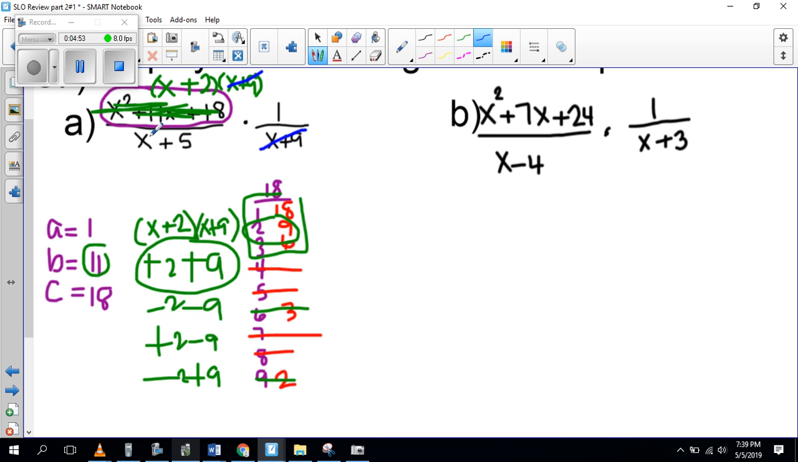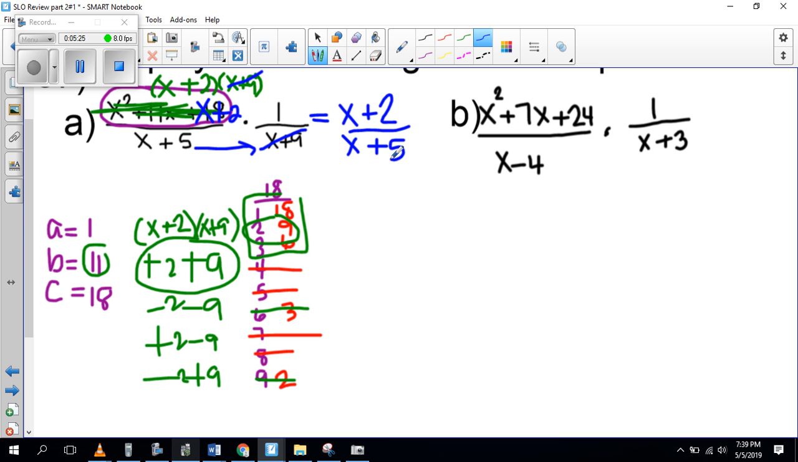So if there's nothing else to mark out, all you do is multiply straight across. So if you look here, x plus 2 is really left here. x plus 2 times 1. Anything times 1, remember, is the other object. x plus 2. Okay, now x plus 5 is the only thing on the bottom because all we're doing is multiplying straight across. So our answer would be x plus 2 divided by x plus 5.